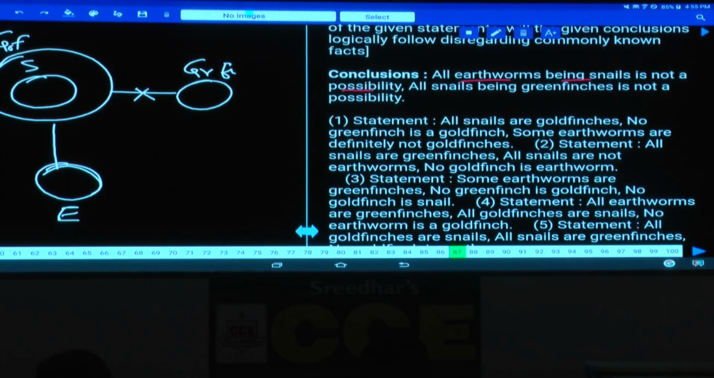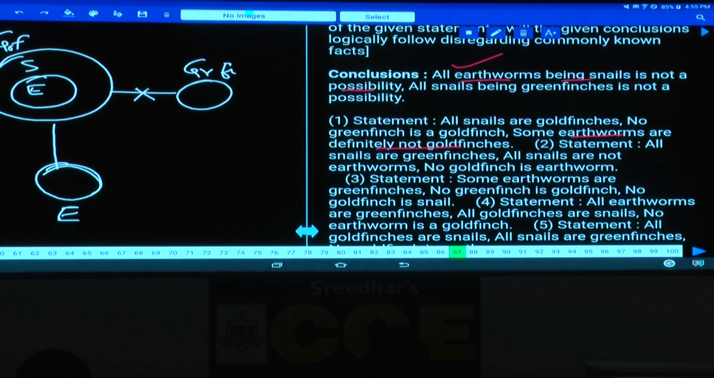Isn't it? All earthworms are snails means all earthworms. This earthworm must be here. Can I draw the statement like this? No. Why? If I draw the statement like this, some earthworms are not goldfinches will be false. All the earthworms are, that means it is not at all possible. First conclusion. Then coming to the second one.